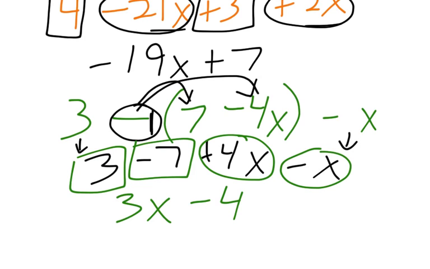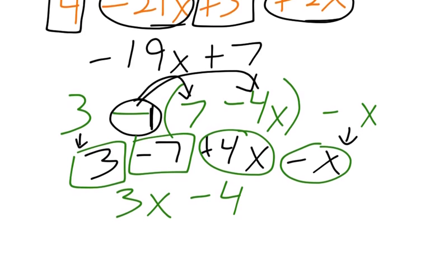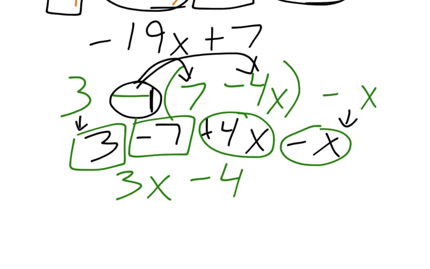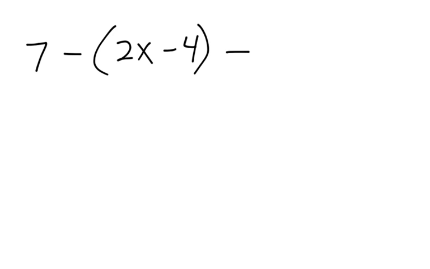All right, I'm going to let you guys try one on your own, and then I'll go over it. Try this one. Let's do 7 minus parentheses 2x minus 4 parentheses minus x plus 1. And please go ahead and pause the video and try that on your own.